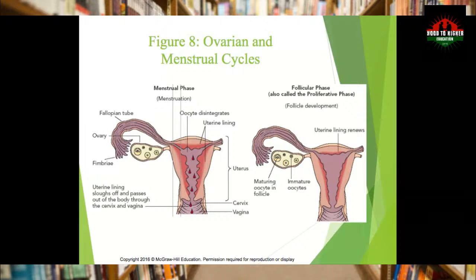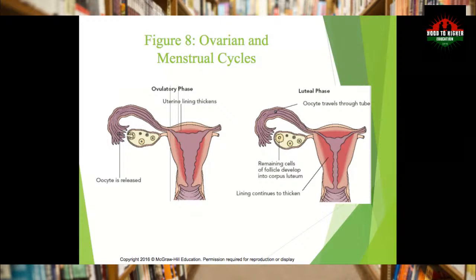This is another area to pause, in which it shows the menstrual cycle, the different stages of it, from the uterine lining beginning to slough off and pass out of the body through the cervix and the vagina, and how the uterine lining begins to renew. Next phase, the uterine lining begins to thicken, and the oocyte is released into the fallopian tube, right? That oocyte travels through the tube, and the remaining cells of the follicle develop into the corpus luteum. The lining continues to thicken. These are the phases of the menstrual cycle.